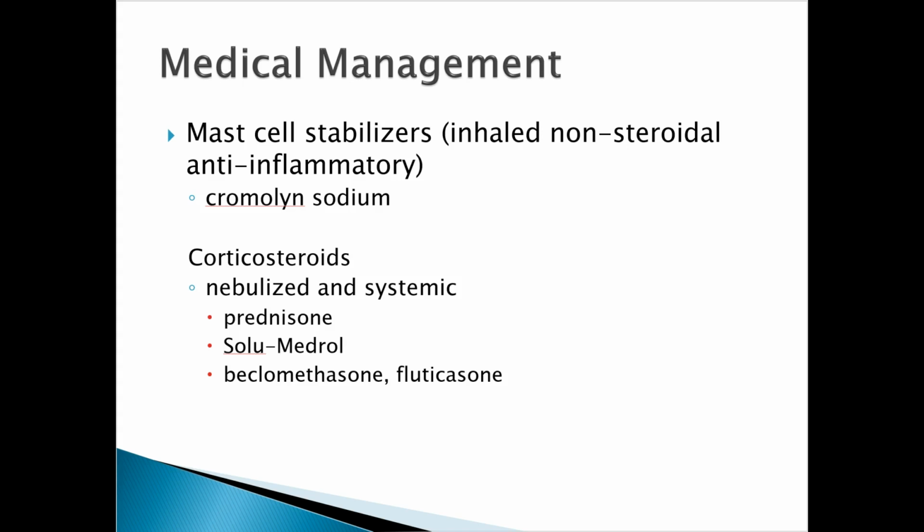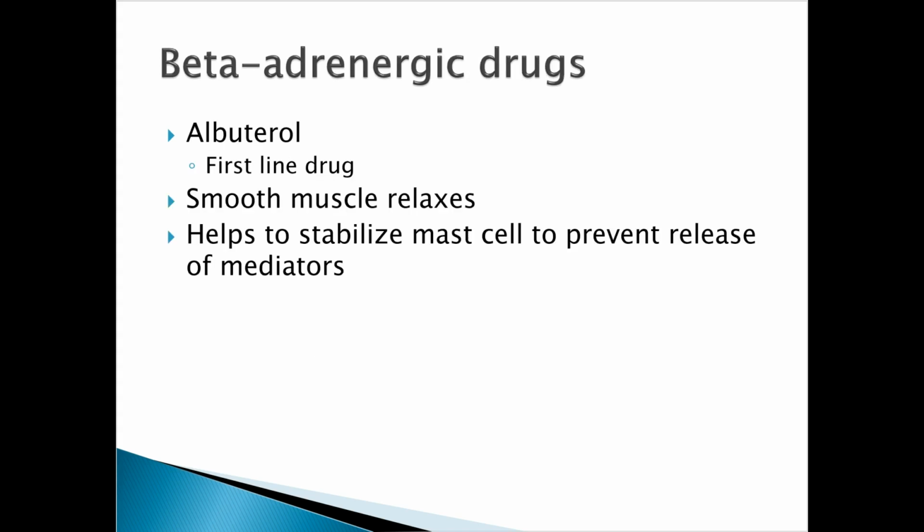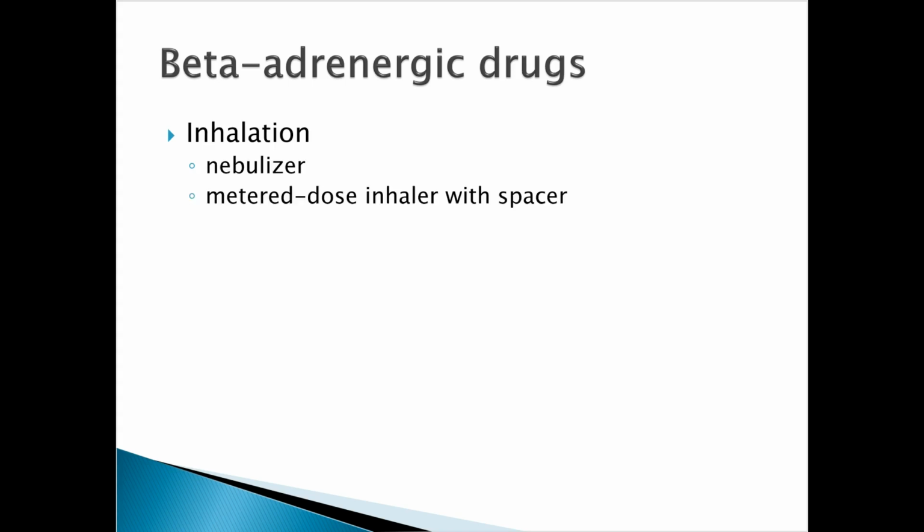You've got your corticosteroids, nebulized versus systemic. Prednisone or Solu-Medrol, you're probably going to be on short term. Whereas like fluticasone or beclomethasone, you may be on long term to help the chronic inflammation. Like I said, albuterol is the first line drug. It is a smooth muscle relaxant, and it helps to stabilize those mast cells to prevent the release of mediators, and it helps to decrease that swelling.